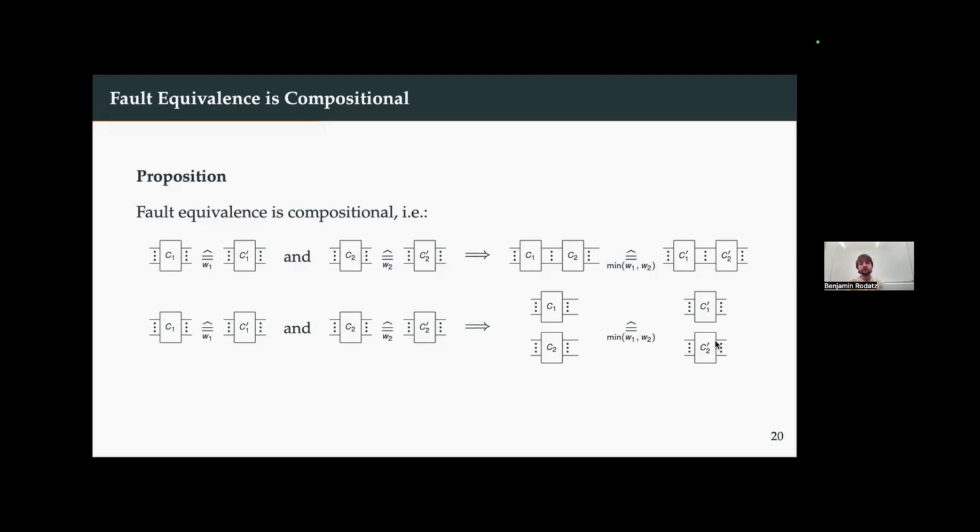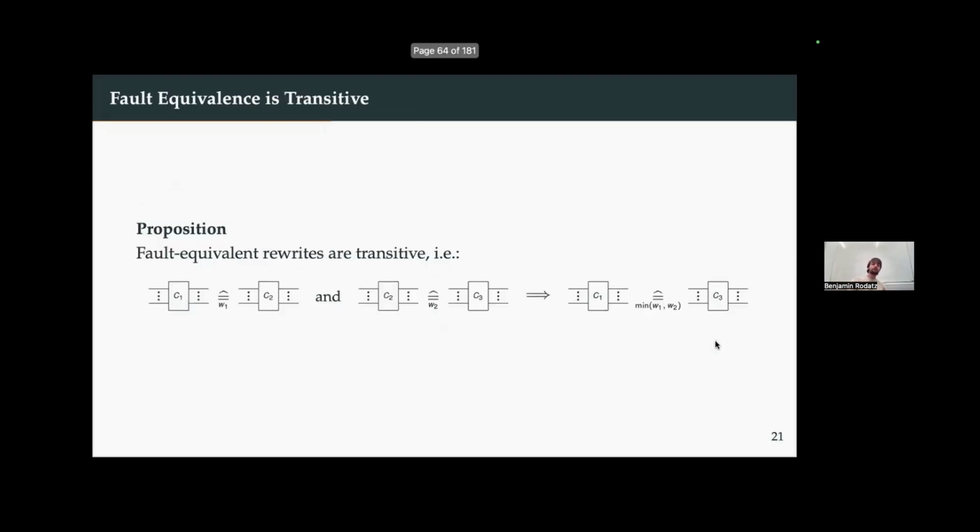So if for some reason you have two large circuits and you can break them into smaller components for which you can individually check that these components are fault equivalent, then you've also shown that the overall circuit is fault equivalent. And another property that we'll be making use of is the transitivity of fault equivalence. That if C1 is fault equivalent to C2 and C2 is fault equivalent to C3, then C1 is fault equivalent to C3.